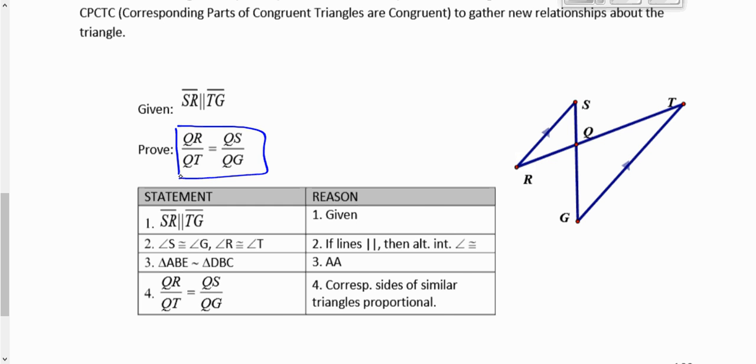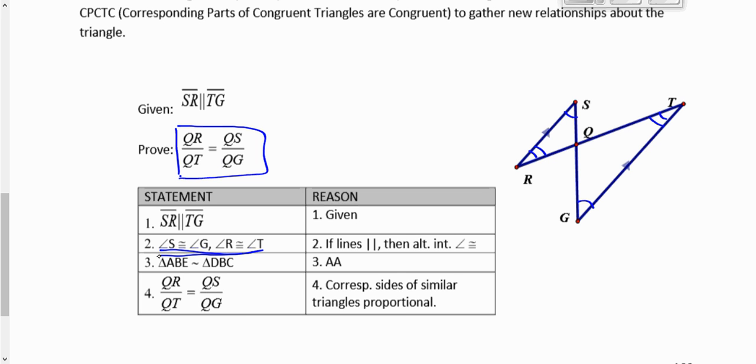Right? So could we say that angle S here is congruent to angle G? Right? And using the other transversal there, what about R and T? Now, why are these angle pairs congruent to one another? If you can't just say that, what do you have to say? If lines are parallel, alternate interior angles are congruent, right? So here we go. I wrap them into one statement because they're going to be the same reason, right?